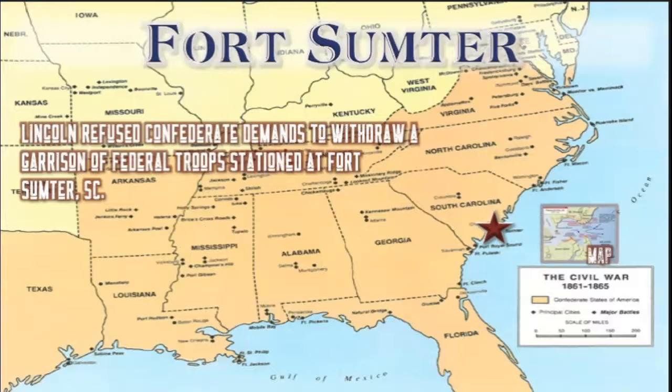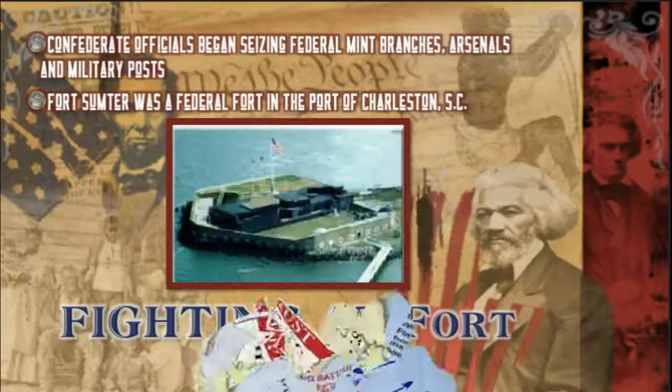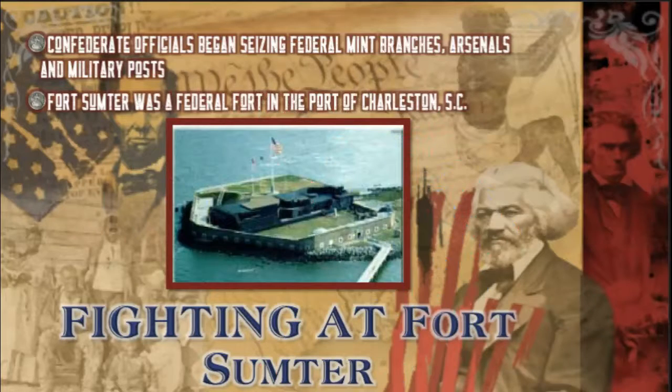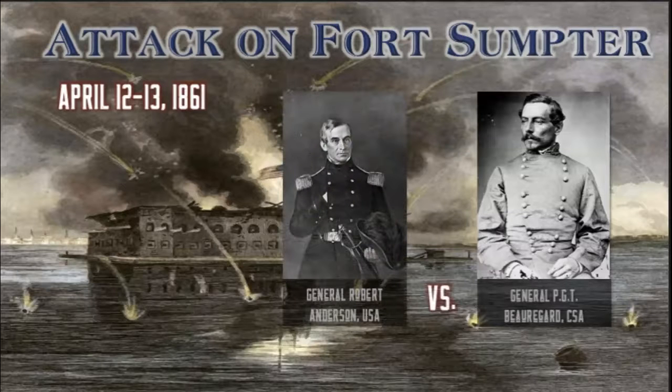Lincoln refused the Confederate demands. They wanted him to pull the troops out of all of the forts throughout the South. In this case, we're looking at Fort Sumter. You can see it sits right smack in the middle of the harbor of Charleston, South Carolina. Fort Sumter refused to surrender. So at Fort Sumter, we're going to have General P.G.T. Beauregard for the Confederates and General Robert Anderson for the North, the Union.